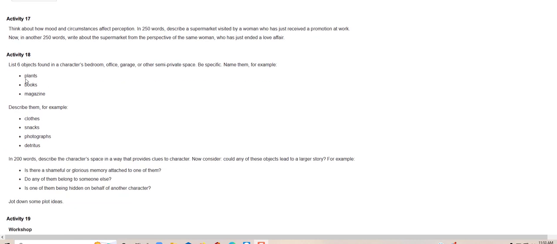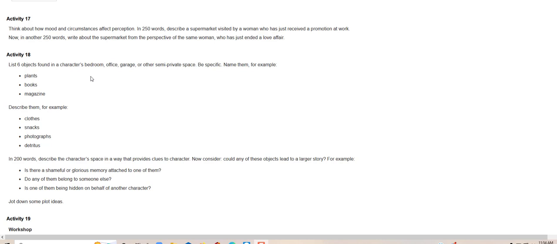List 6 objects found in a character's bedroom, office, garage, or other semi-private space. Name them. So here, you would picture your character's bedroom. You picture your character's private space. What does it look like? So if I picture a geek, what does a geek's bedroom look like? Well, a geek's bedroom would have a computer, a TV, a computer with 5 screens and a game chair, and he spends all day playing games.